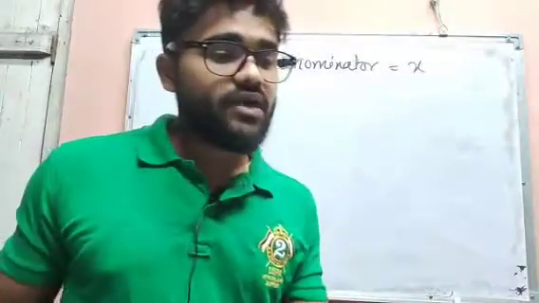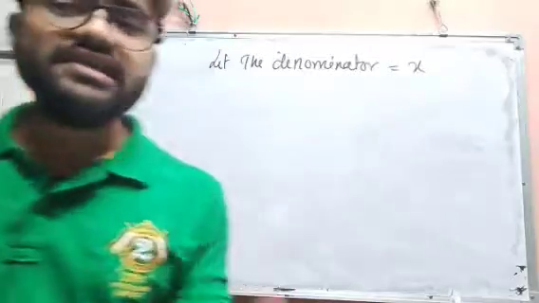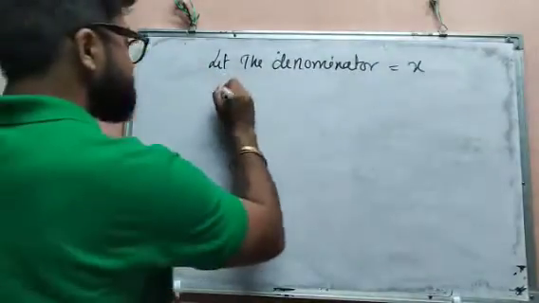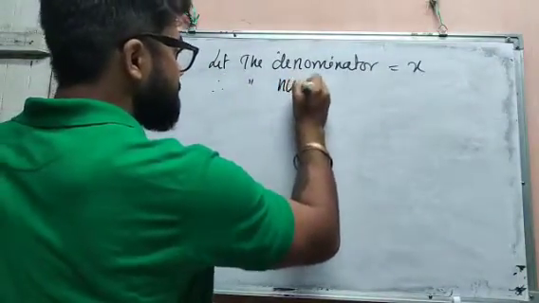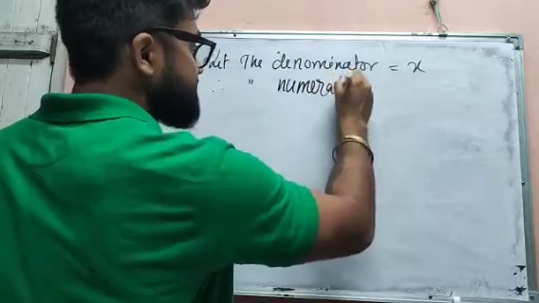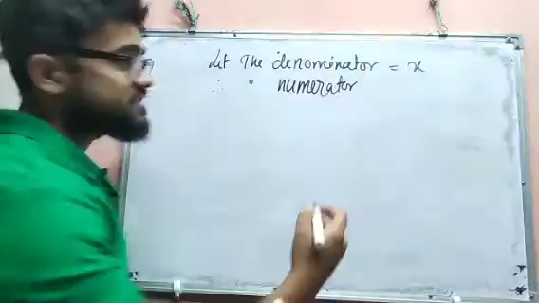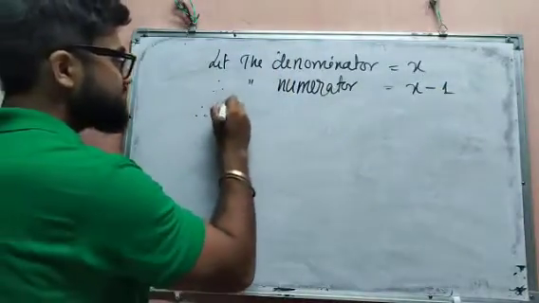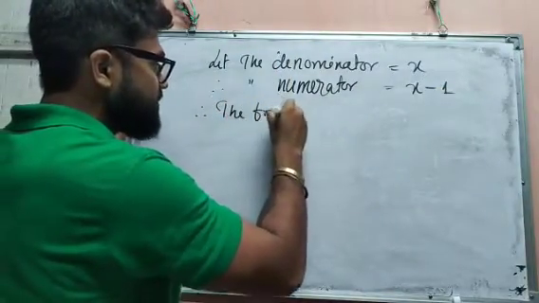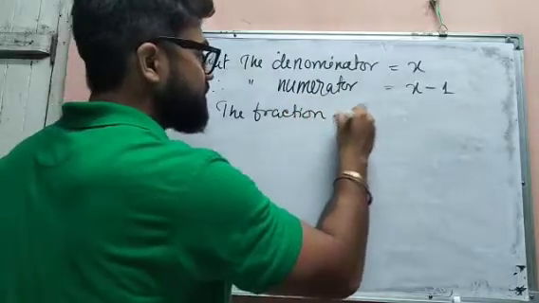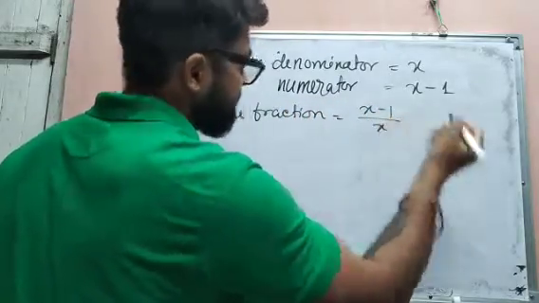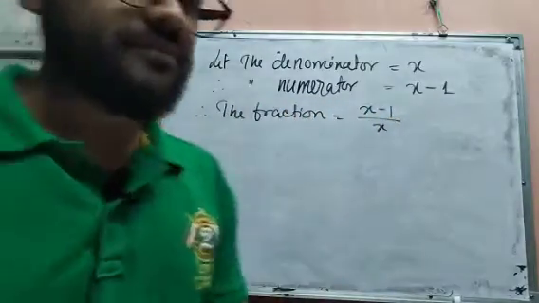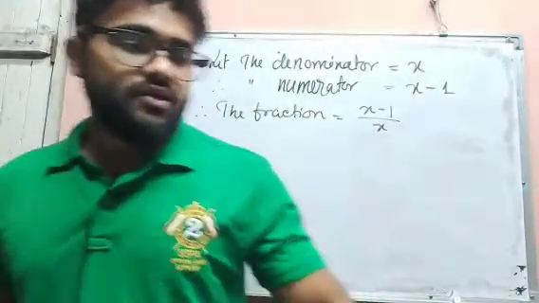Okay, therefore what is the numerator? The numerator is 1 less than its denominator. Therefore the numerator will be 1 less than x, that is x minus 1. Therefore the fraction will be (x minus 1) by x. This is the fraction.